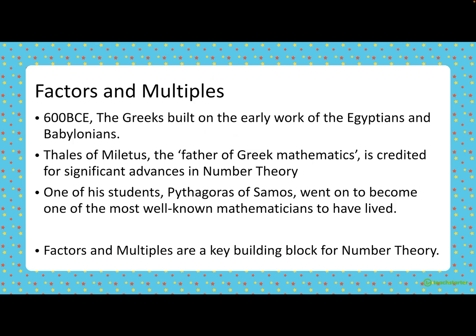In 600 BC, before Jesus was born, the Greeks built on the early work of the Egyptians and Babylonians and their knowledge of math. Thales of Miletus, who's known as the father of Greek mathematics, is credited with helping us understand number theory. One of his students, Pythagoras, who you might come to know in mathematics quite a lot, went on to become one of the most known mathematicians to ever live. That's why we know him so much. And factors and multiples are key parts of number theory.